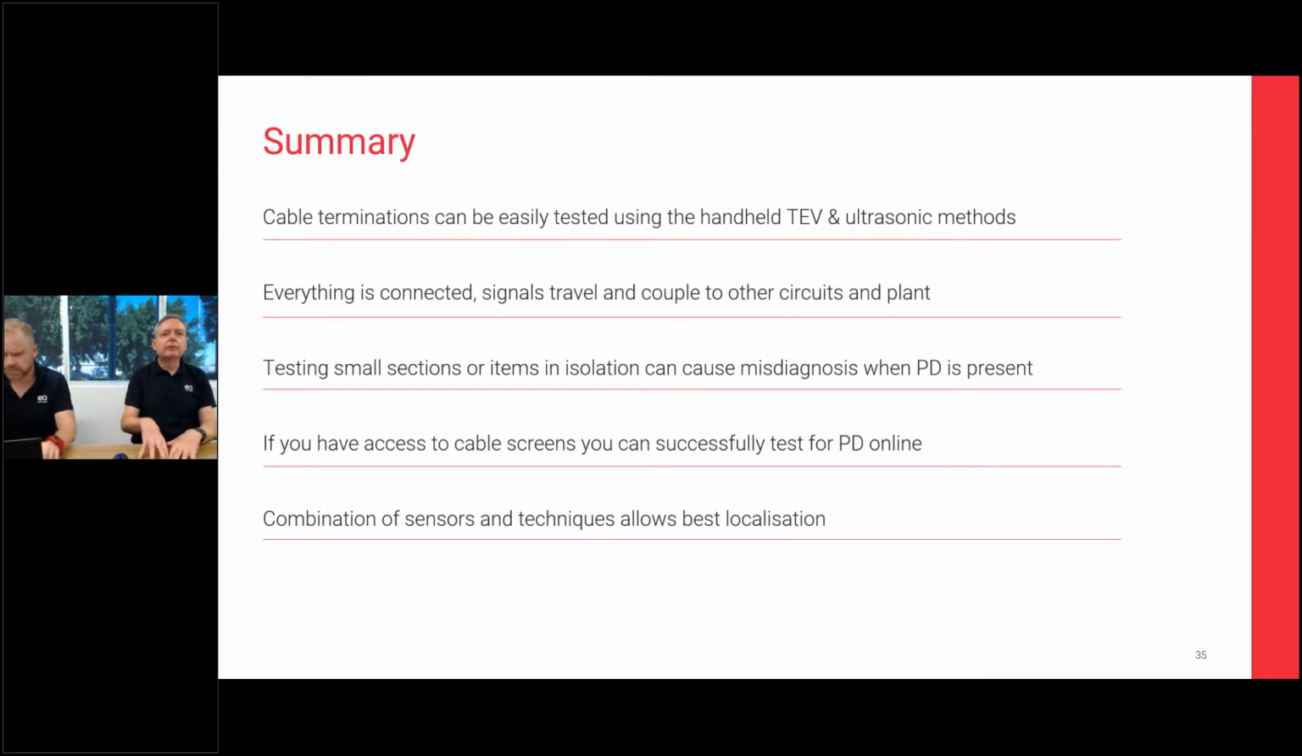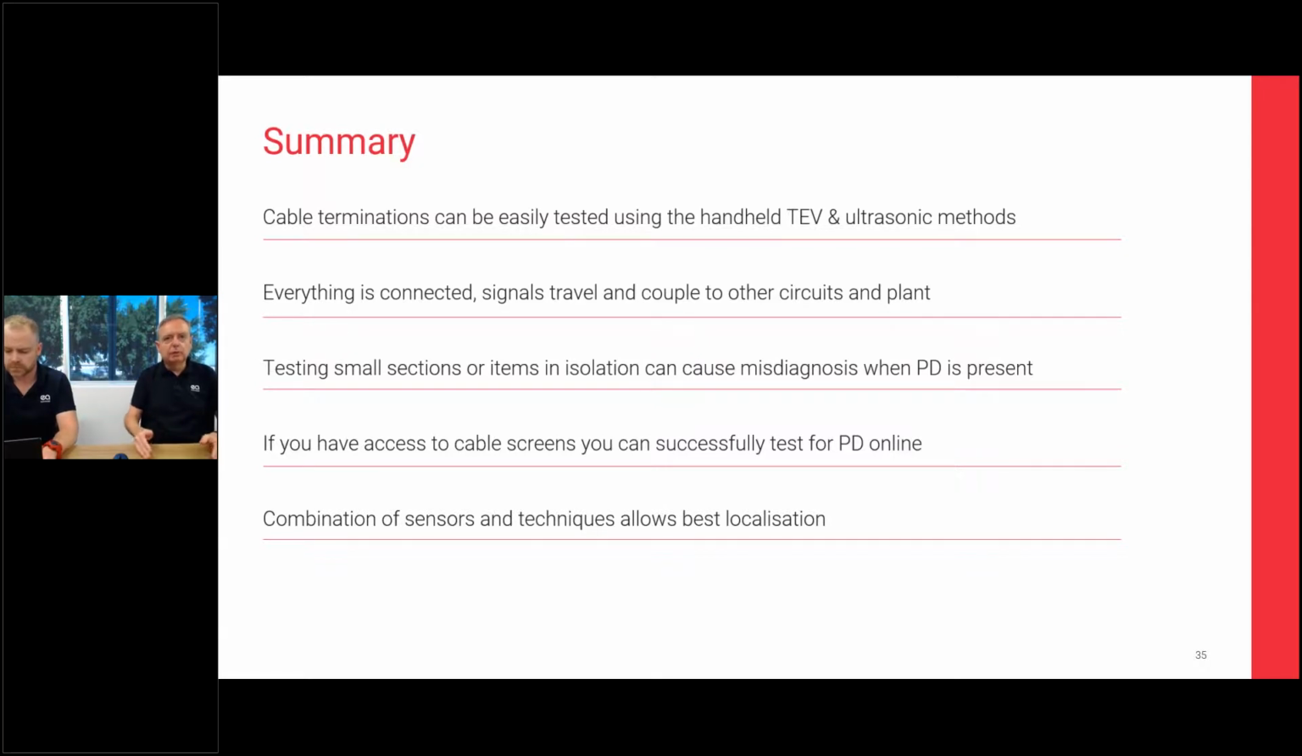We can't stress enough when you're doing this that everything is interconnected. Signals travel, as we've just shown. They will couple from one part to another. So if you've got a 10-panel switchboard and you want to test the cables, and you find signals on one circuit, and you only tested that circuit, you still can't be 100% sure at that time it isn't coming from adjacent circuits and being coupled in.